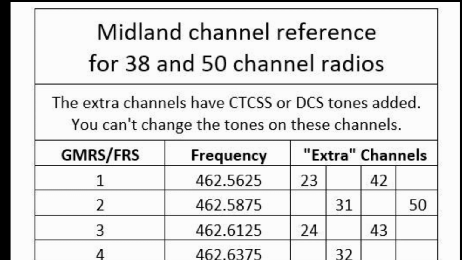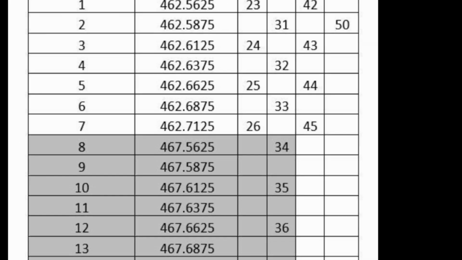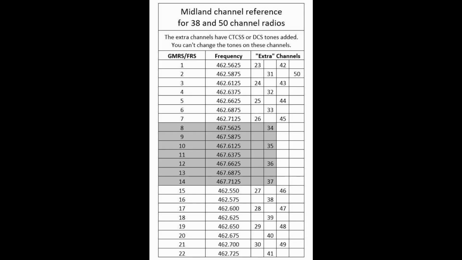You can see channel 23 is actually channel 1 with a special code. Channel 42 is channel 1 with a special code. Channels 34 through 37 are low powered channels. You see in the gray area.